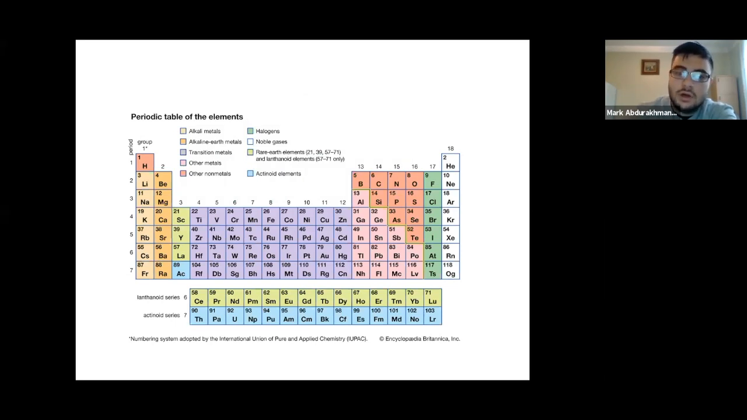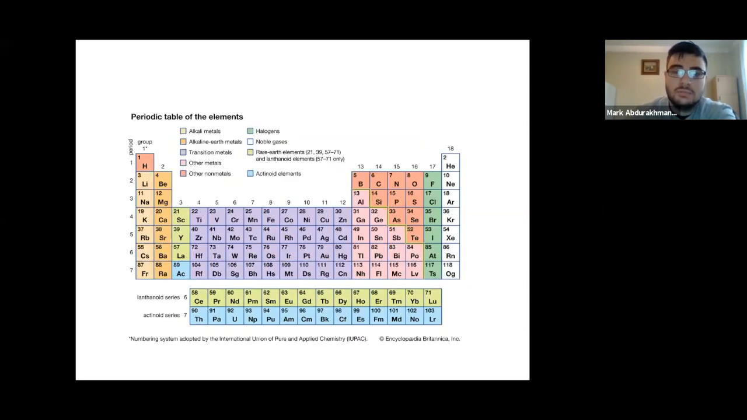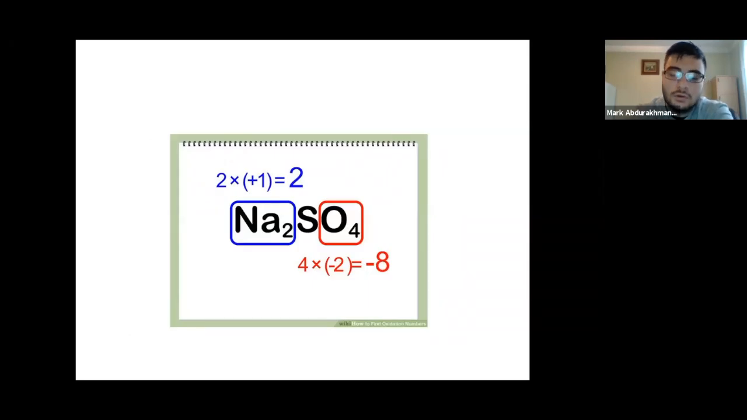This is an example, like I mentioned, you can see sulfur in the middle. It's in the same column as oxygen, so you would expect it to be -2, but that's not always the case. So like I mentioned, sodium is always +1, so that's +2. Oxygen is always -2, so that's -8. That actually gives you a grand total of -6. You know it's neutral, so it means sulfur in this case is actually +6 rather than -2.